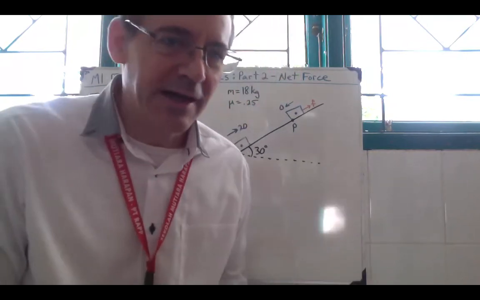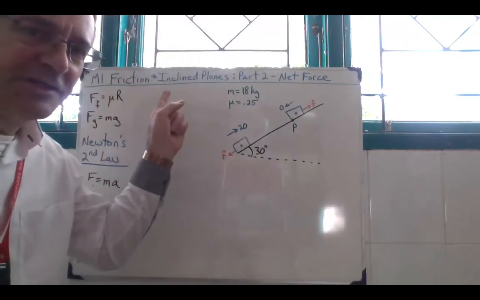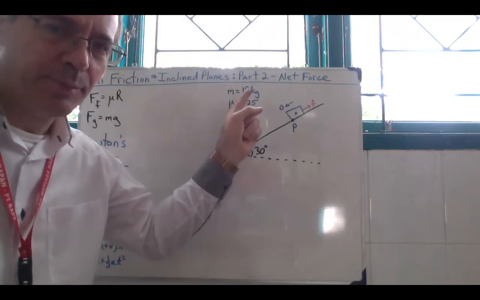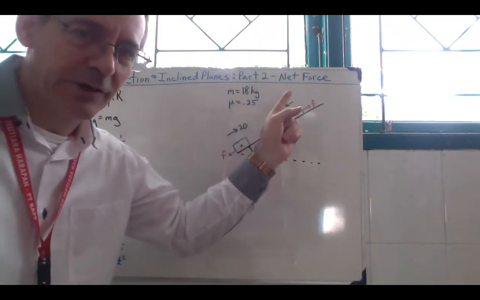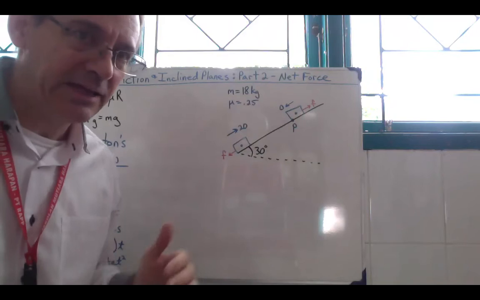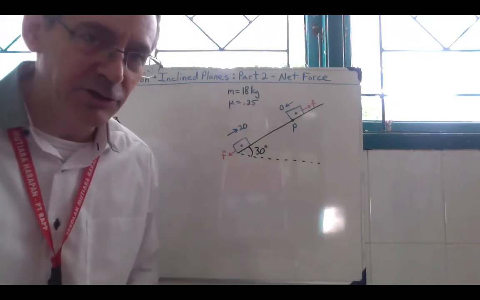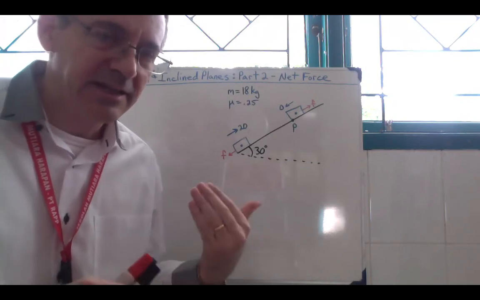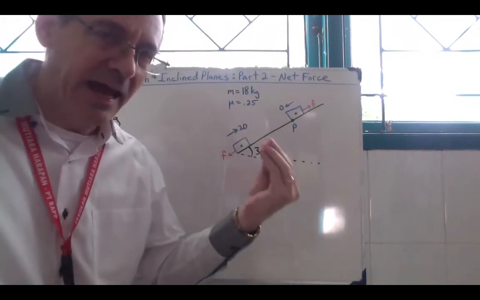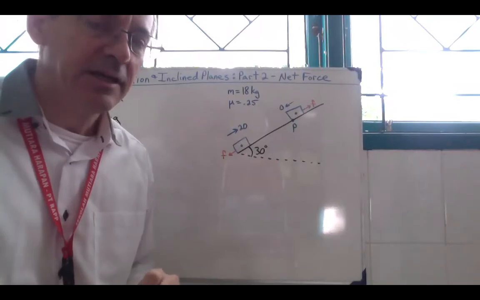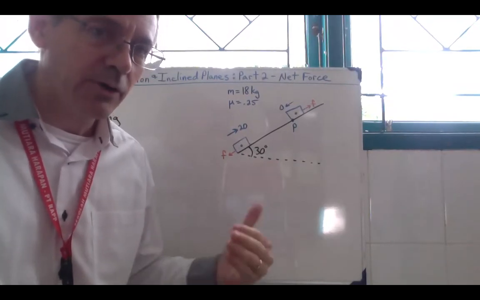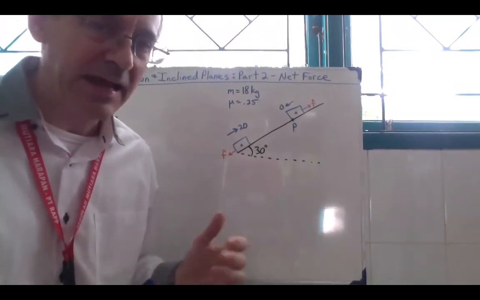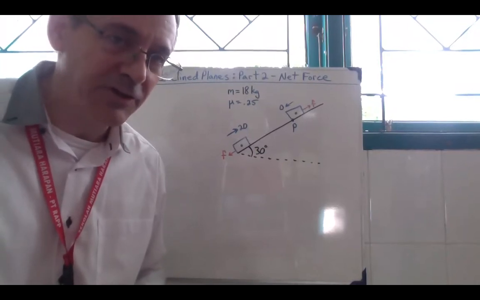Today we want to look at mechanics, friction and inclined planes, part 2, net force. Now in part 1 we looked at equilibrium and we looked at Newton's first law. And Newton's first law says that an object that is at rest or in constant velocity will remain so unless it is acted upon by an outside force.